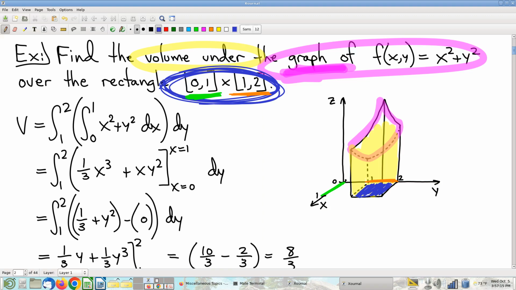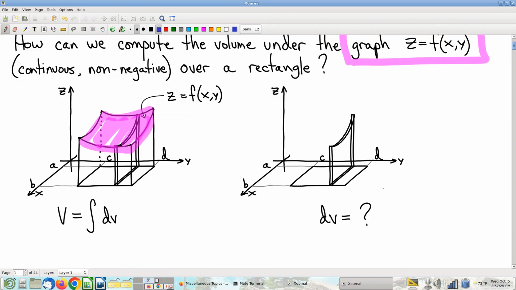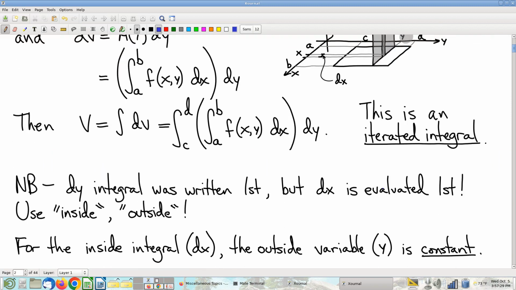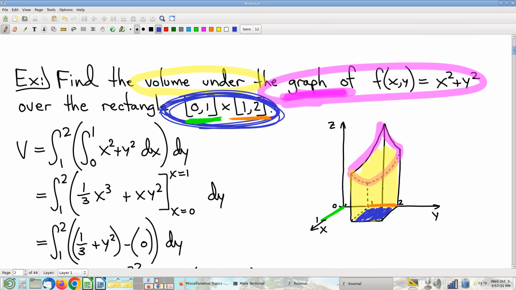Okay, so we got a graph of a function, we got a rectangle, and we want to find the volume under the graph over the rectangle, which is exactly the question that we addressed here, that we have an answer for here. It's an iterated integral, so we're just going to write that down, and here is that iterated integral, and now it's just a matter of computing. So we're just citing the result we already got there.